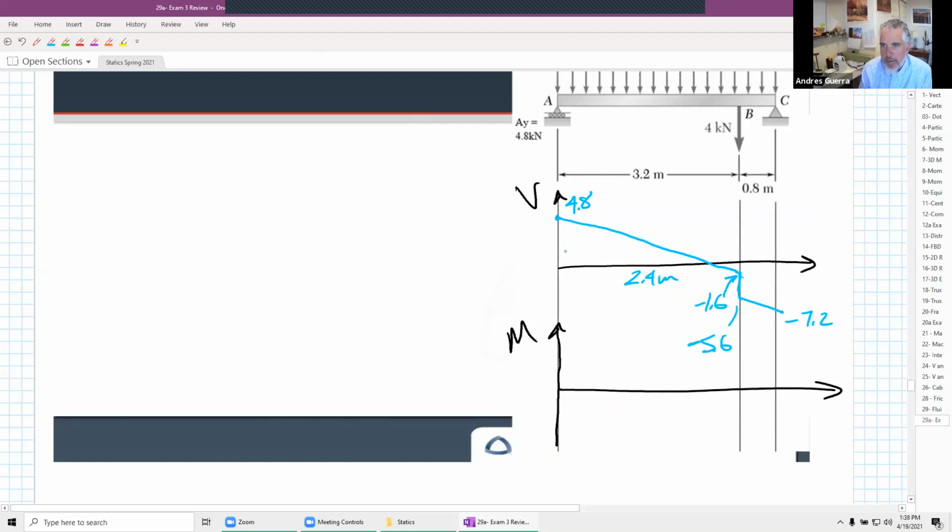So now our M diagram. M at a roller or a pin at the end of a beam, M is going to start out at 0. So we know M is going to be equal to 0.